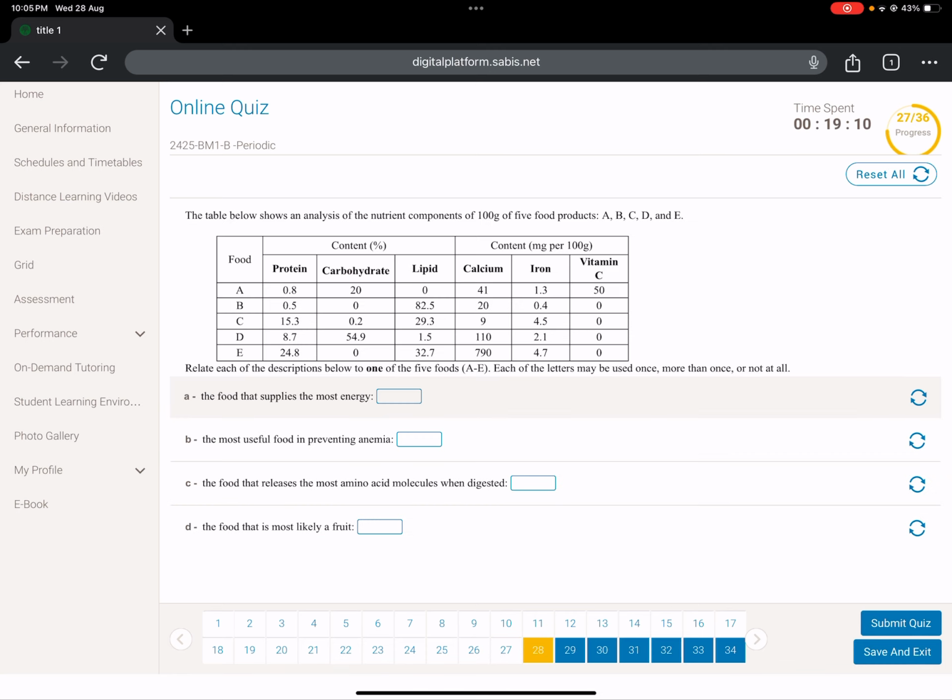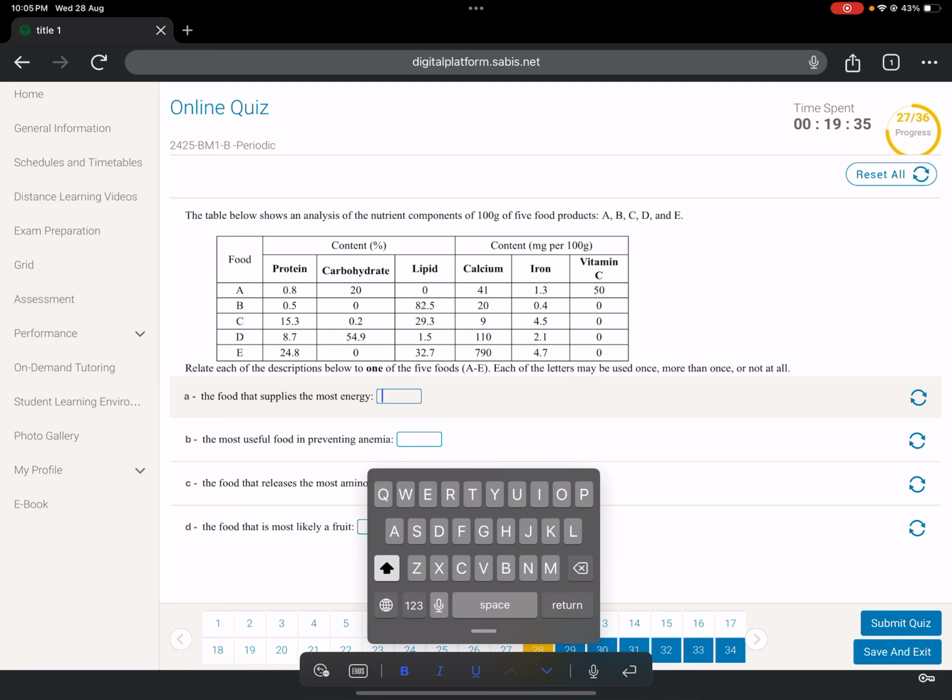Okay, this is a nice question also. So we have to relate the food to one of the descriptions. So let's look. The food that supplies the most energy. Remember, what did we say supplies the most energy? Fats supply the most energy. So we're going to check which one has the highest amount of fat or lipid. If we look at the table, B has 82.5% as lipids. So we're going to choose B.